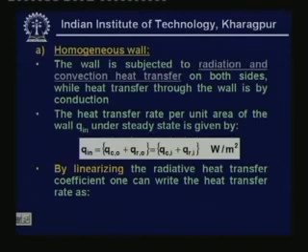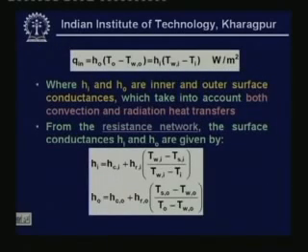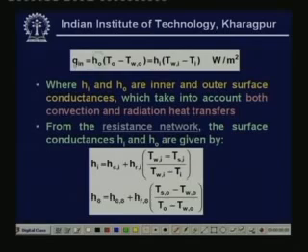By linearizing the radiative heat transfer coefficient, we can write the heat transfer rate as Q in is equal to H0 into (T0 minus TWO), which is equal to Hi into (TWI minus Ti), where Hi and H naught are inner and outer surface conductances. Okay, so this is known as outer surface conductance, and this is known as inner surface conductance. And T naught and Ti are the outer and inner dry bulb temperatures, and T subscript Wo and T subscript Wi are the temperatures of the outer surface of the wall and inner surface of the wall respectively.